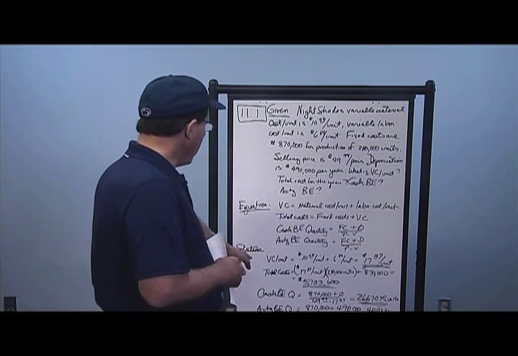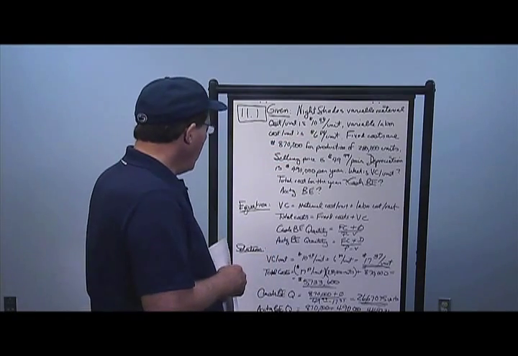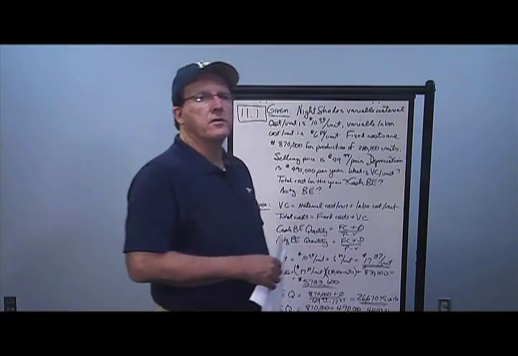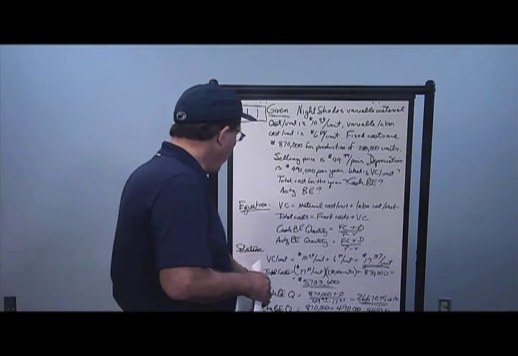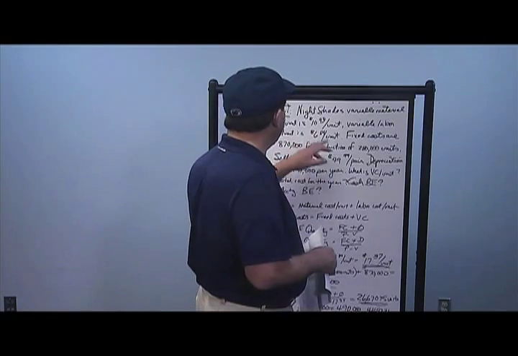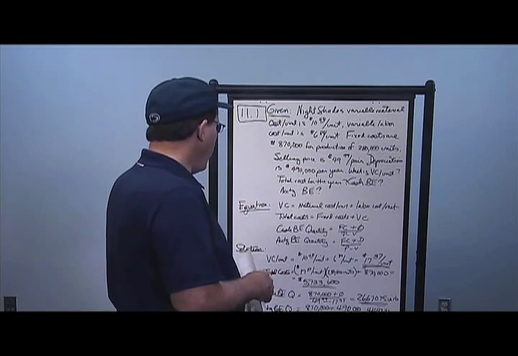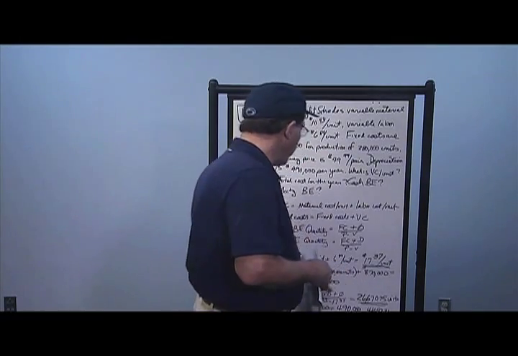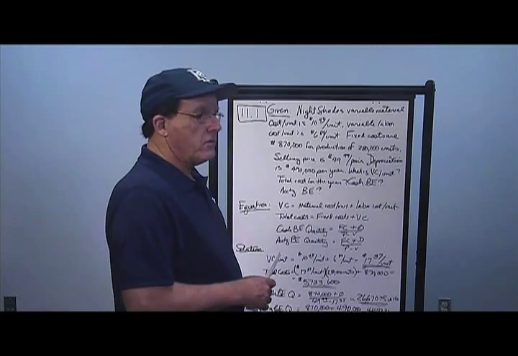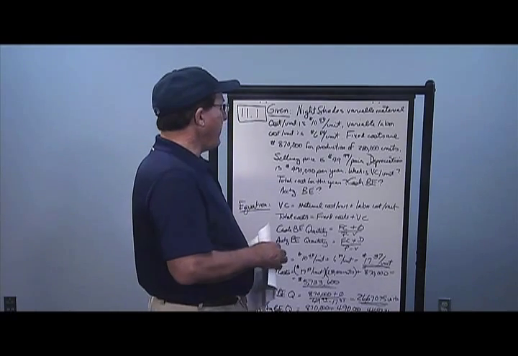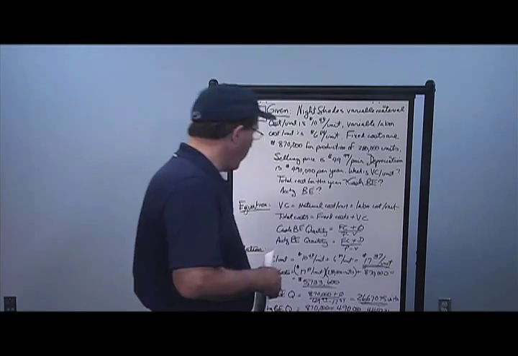So our solution: our variable cost per unit is $10.48 per unit plus $6.89 per unit, or $17.37 per pair of sunglasses. Total cost is this variable cost times number of units, so $17.37 times 280,000 units, plus a fixed cost of $870,000, gives me a total cost of $5,733,600.